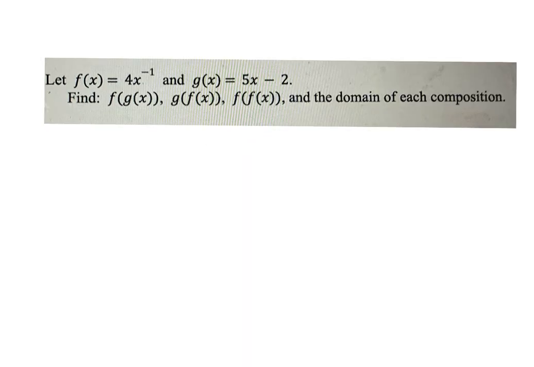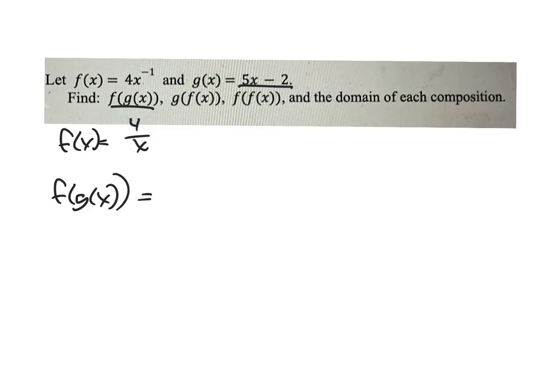Okay, last slide. Let f of x be 4x to the negative 1. Now I'm going to rewrite that. That's really this. Remember, the negative exponent flips, so it's really 4 over x. g of x is 5x minus 2. We'll do one at a time, so let's find f of g and find their domain.